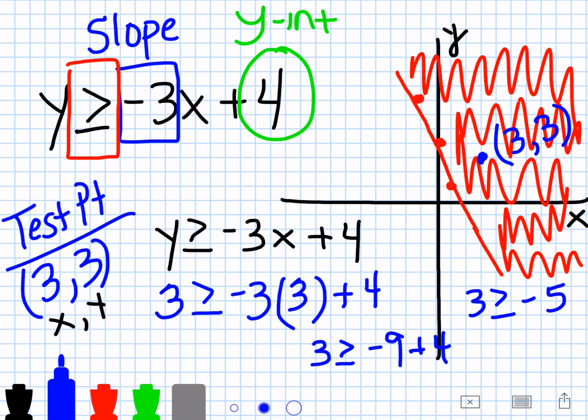Is this a true statement? Is 3 bigger than a negative 5? Well, yeah, that's definitely true. So this just proved that I can pick any point in the shaded area up here, and it's going to produce a true statement if I substitute the values.